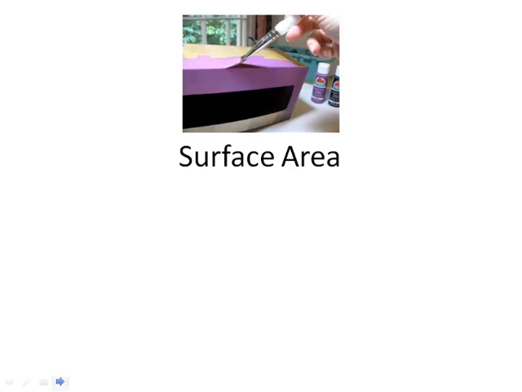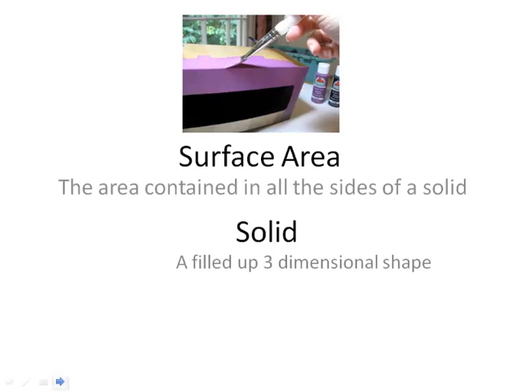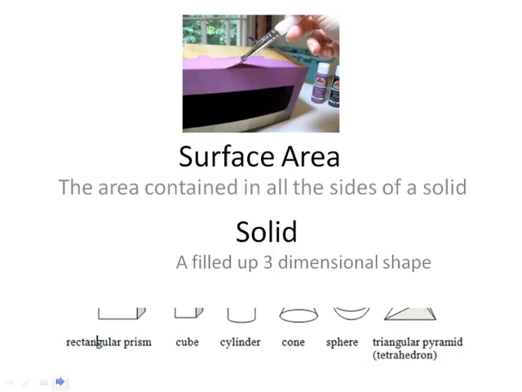So here is the definition. The area contained in all sides of the solid, the outward portion of the solid. But what's a solid? Let's define that. A solid is a three-dimensional object. Here are some examples. Got a rectangular prism, cube, cylinder, cone, sphere, triangular pyramid, all sorts of three-dimensional shapes.